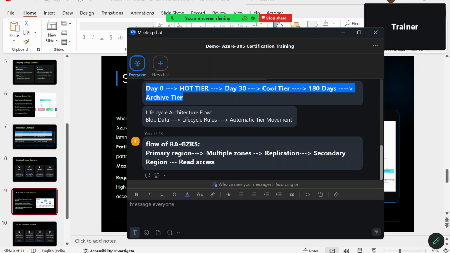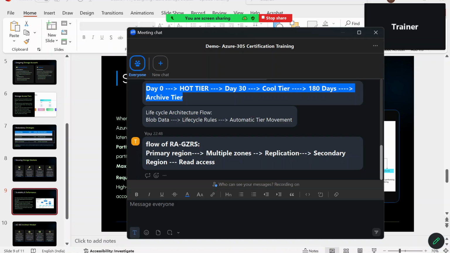Now, what are data protection features? Beyond replication, what is soft delete? It protects against accidental deletions. Blob versioning protects against accidental changes. A snapshot is a point-in-time copy. And what are immutable policies? WORM storage, used for compliance.